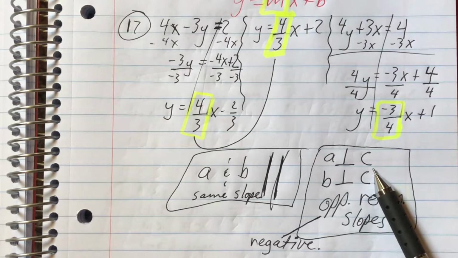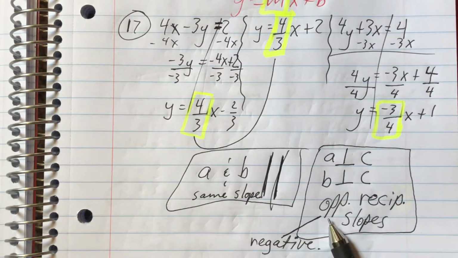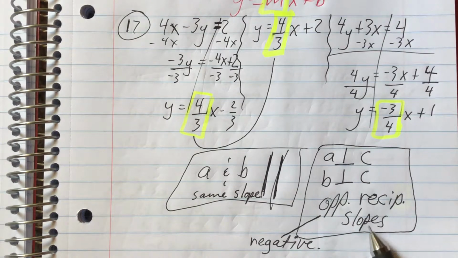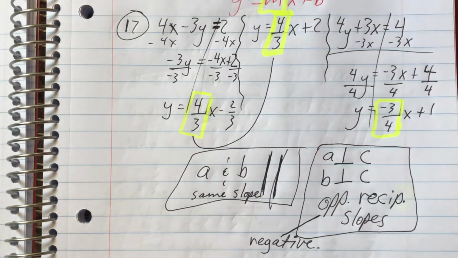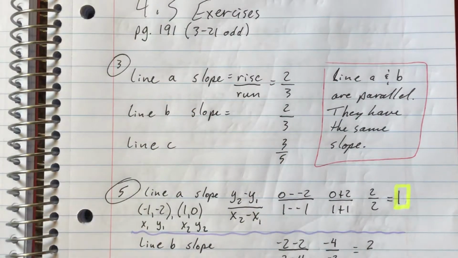A is perpendicular to C, and B is also perpendicular to C. So we have opposite reciprocal slopes, and sometimes in the book it says negative reciprocal slopes. So opposite and negative are synonymous. Number 3.